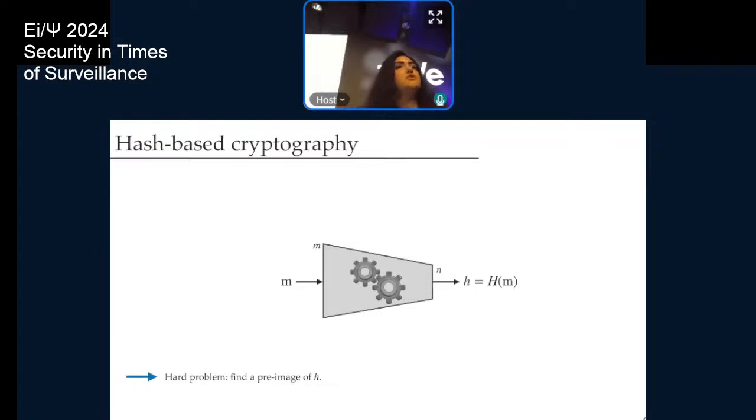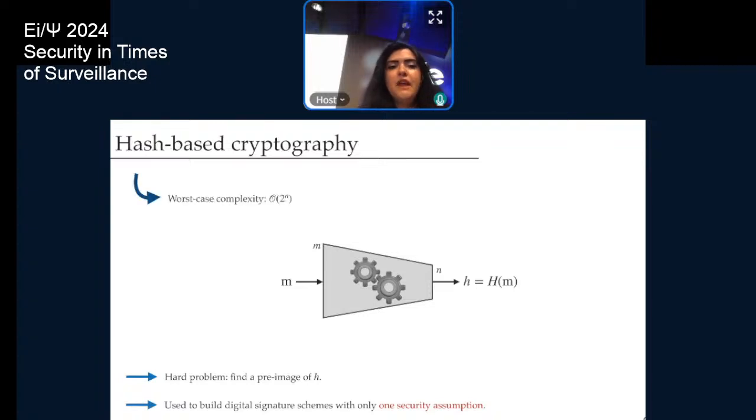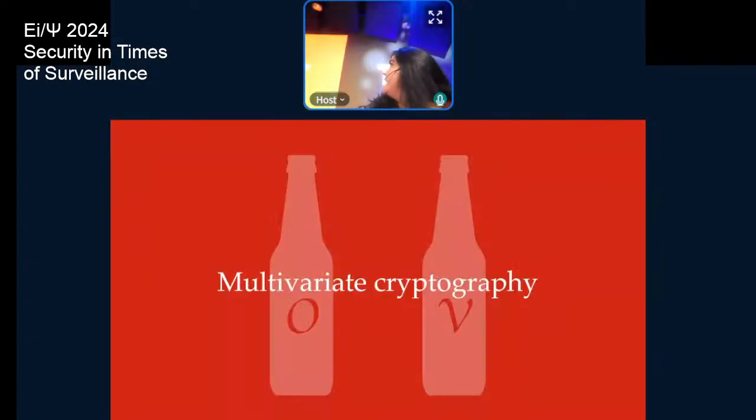And you can actually build signatures from hashes, and it is very nice because the security is very well understood. One very nice thing is that these digital signature schemes built on hashes have only one security assumption, right? You only have the assumption that your hash function is secure. All of the other schemes have some problem plus a hash function, because they do need to use a hash function in the protocol. So it is kind of an unbeatable argument in terms of the security. And as I said, it takes 2 to the n for brute forcing it.